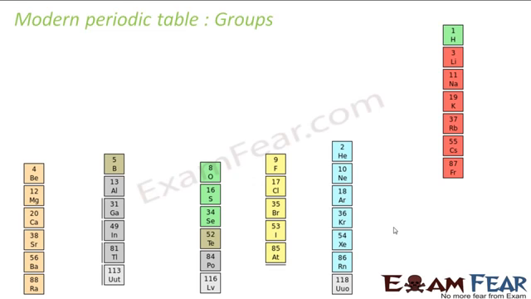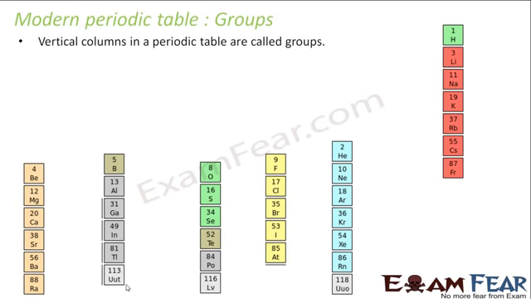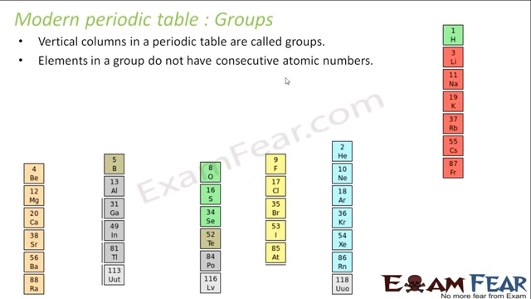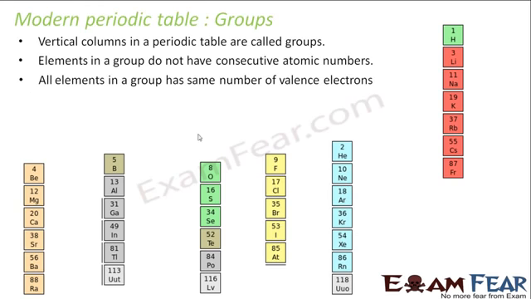Now let's see groups. These are all called groups because they have the same chemical properties. Vertical columns in the periodic table are the groups, and please note they don't have consecutive atomic numbers. If you see, it's 9, 17, 35. So they don't have consecutive atomic numbers as we have in periods. And they have the same valence electrons, though.